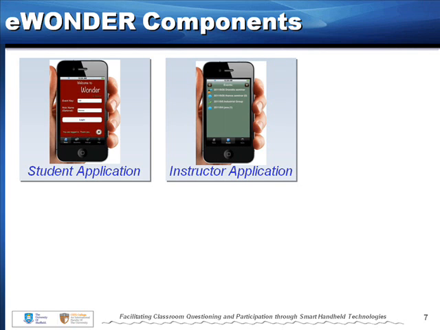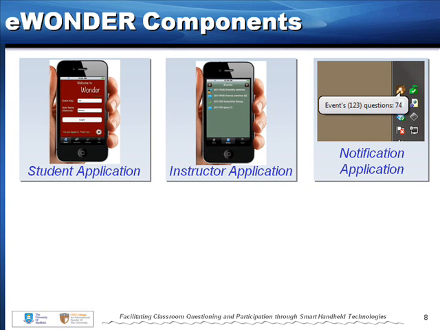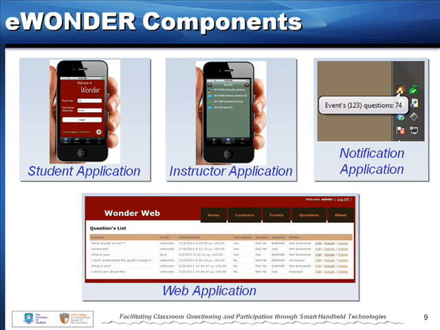The second major component is the instructor application, which is also installed on a smart handheld device. This application is used by instructors to browse the students' questions and optionally record audio of their answers. The third major component is the notification application. This specific part of eWONDER operates as a notifier and informs the instructor that a question has been received. This application is installed and used on any computer, desktop or laptop that the classroom is equipped with for projections of presentations. Last but not least, eWONDER includes a web application. The web application enables instructors to set up a lecture session and students to later browse questions and instructors' responses.